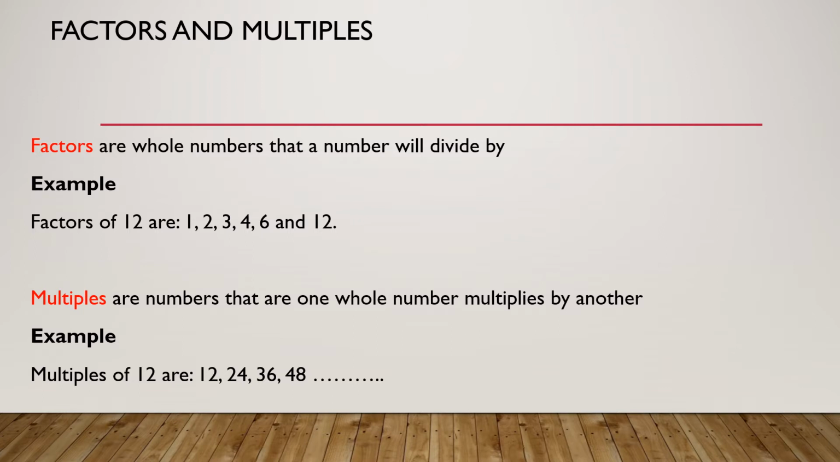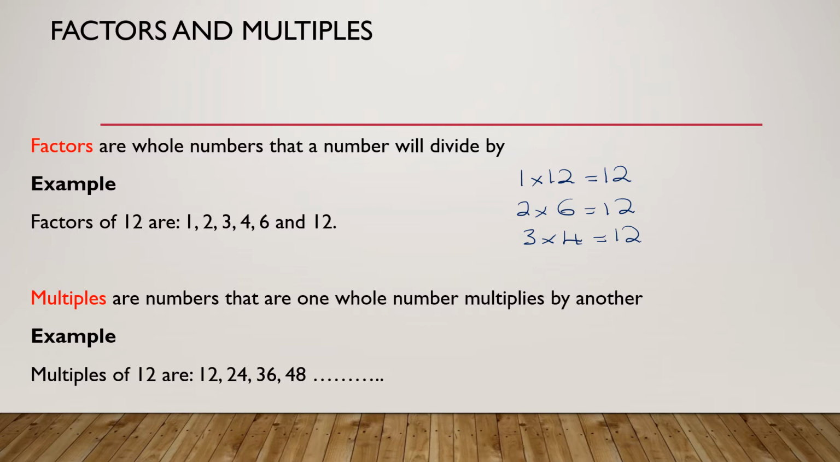So factors of 12 are 1, 2, 3, 4, 6 and 12. Because if you think of the different ways we can make 12, 1 times 12 equals 12, 2 times 6 equals 12, and 3 times 4 equals 12. So that gives us the factors of 12 as 1, 2, 3, 4, 6 and 12. Because these are all numbers that will times together to get 12, and all numbers that 12 can be divided by to leave a whole number as a result.